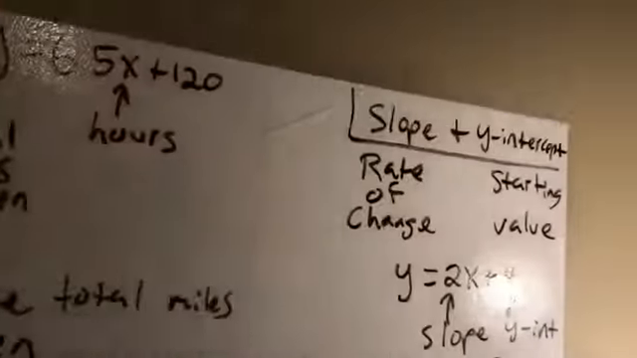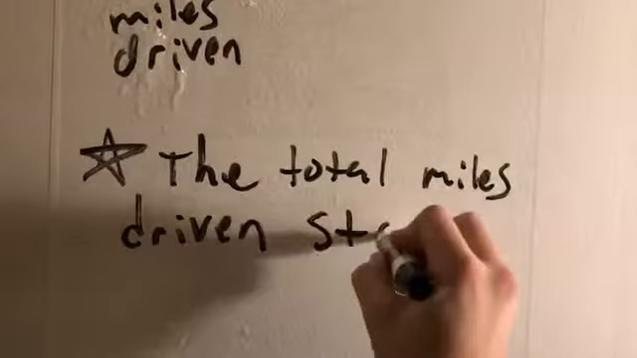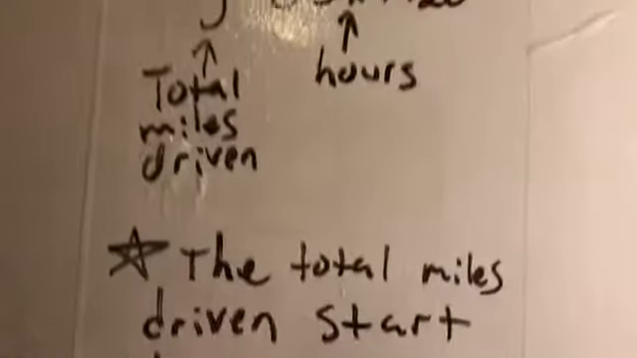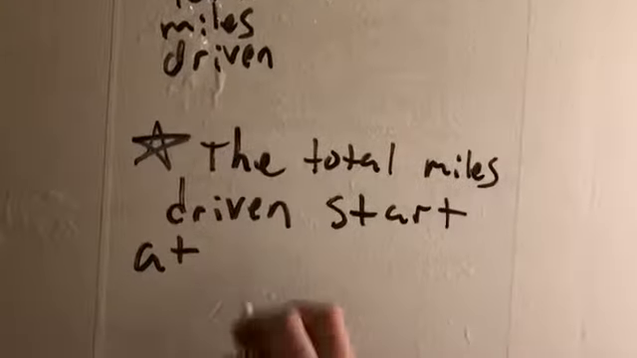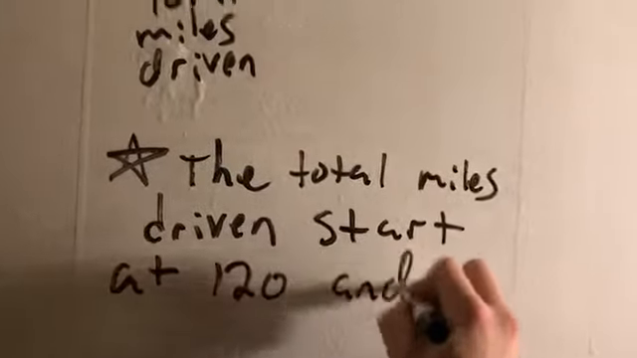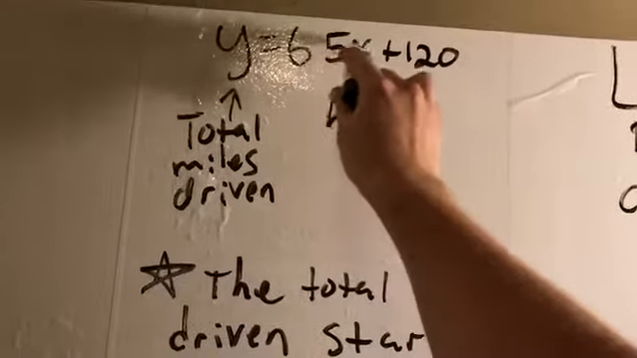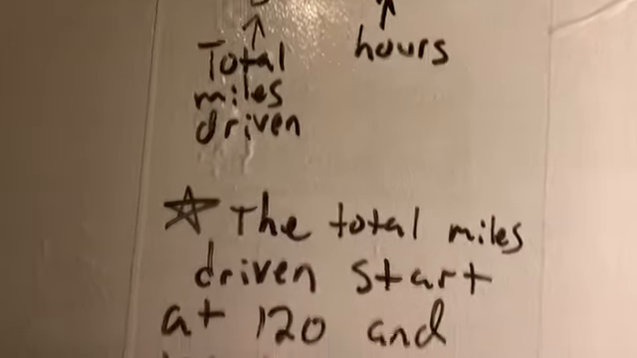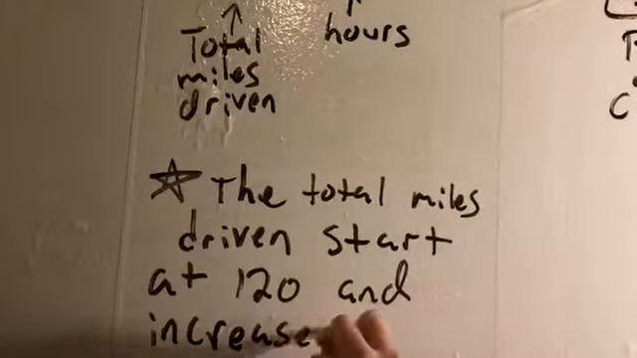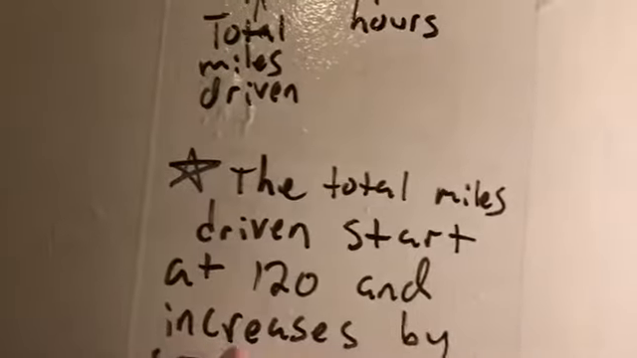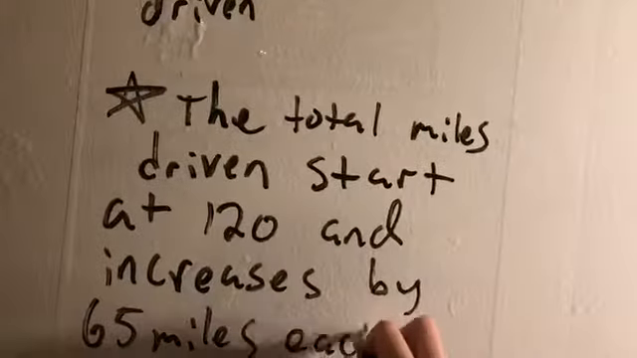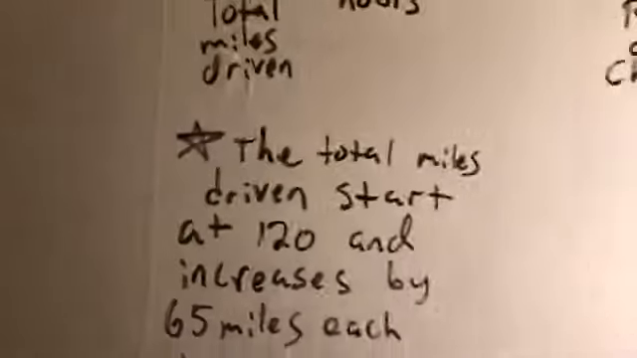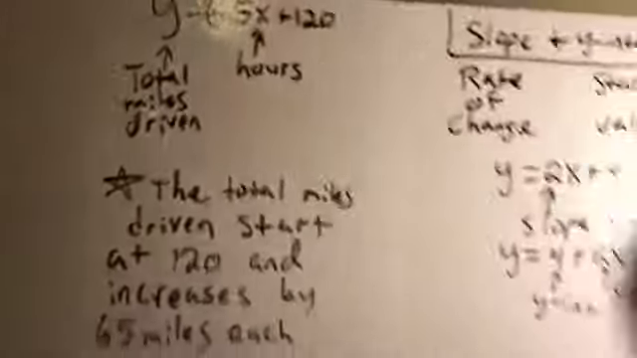And you need to tell me, how does it start and how does it change? So we know the total miles driven start at the y-intercept. In this problem, that's the 120, since it doesn't have any variable. So the total miles driven start at 120, and that 65 is positive with the x, so we know that's going to be increases, and increases by 65 miles. But how often? Oh yeah, each hour. And there's our perfect sentence.